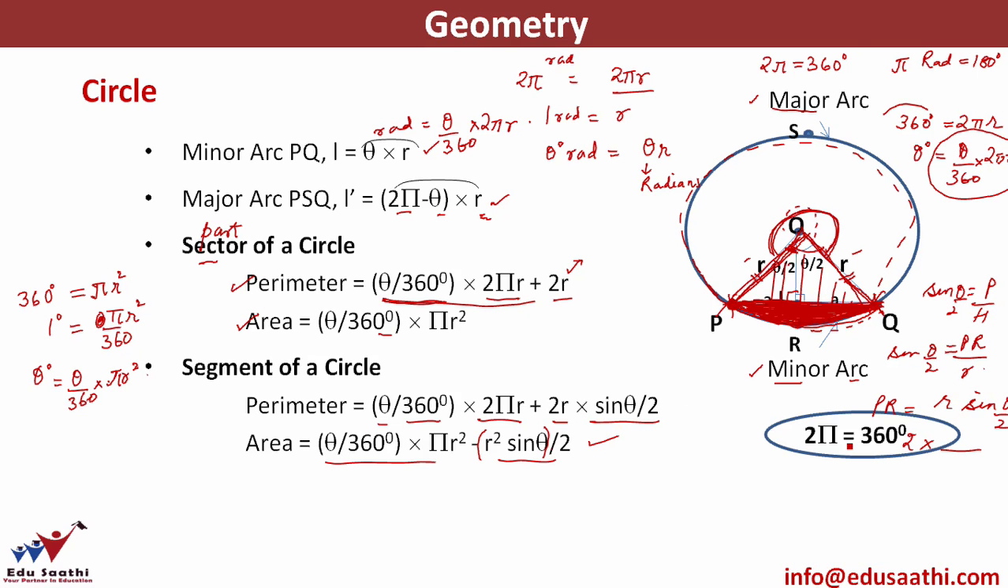2 pi, as I already stated, is equal to 360 degrees. This 2 pi is in radians, and this 360 degrees is the angle that you have in degrees. So radians can always be converted into degrees by following this rule.